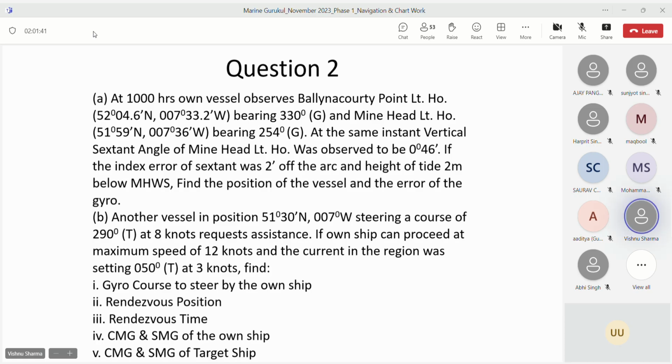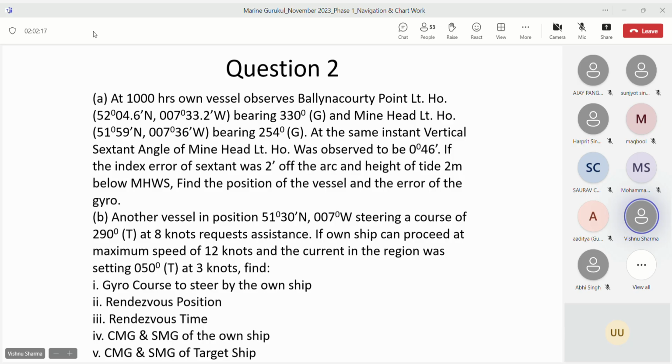I don't know whether I have copied this question further or not. If you want, just take a screenshot or a photo on the phone. At 1000 hours, own ship observes Bellinacoti Point lighthouse bearing 330 degrees gyro and Minehead lighthouse bearing 254 gyro. At the same instant, the vertical sextant angle of Minehead lighthouse was observed to be 46 minutes. If the index error of the sextant is 2 minutes off the arc and the height of tide is 2 meters below mean high water spring, find the position of the own vessel and the error of the gyro.